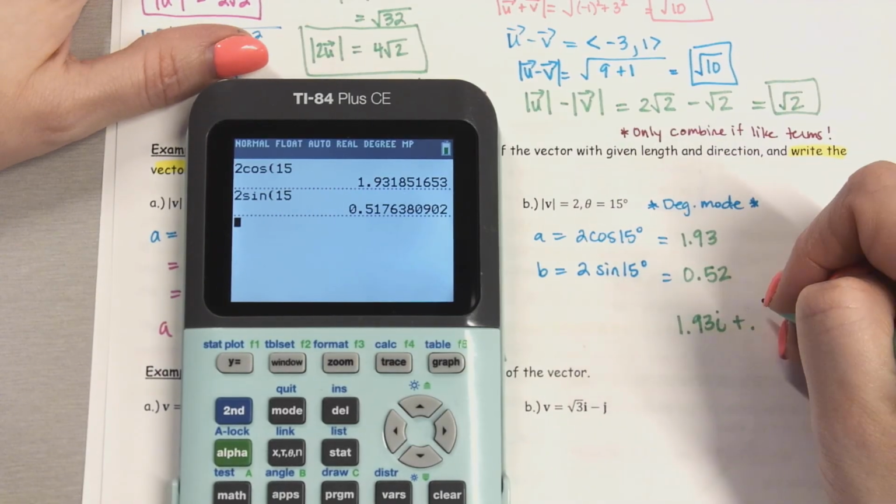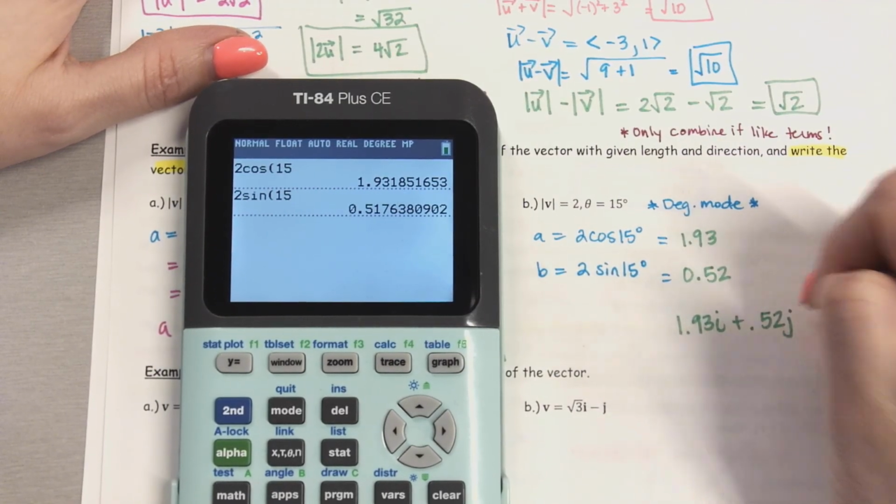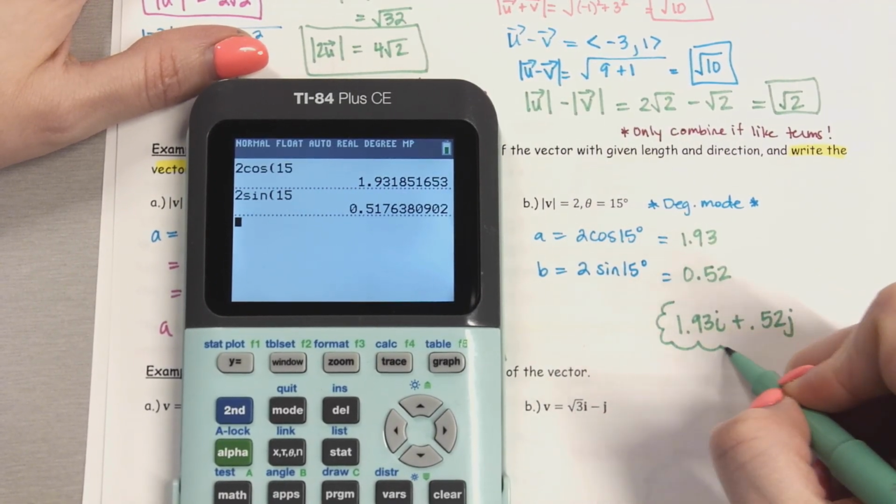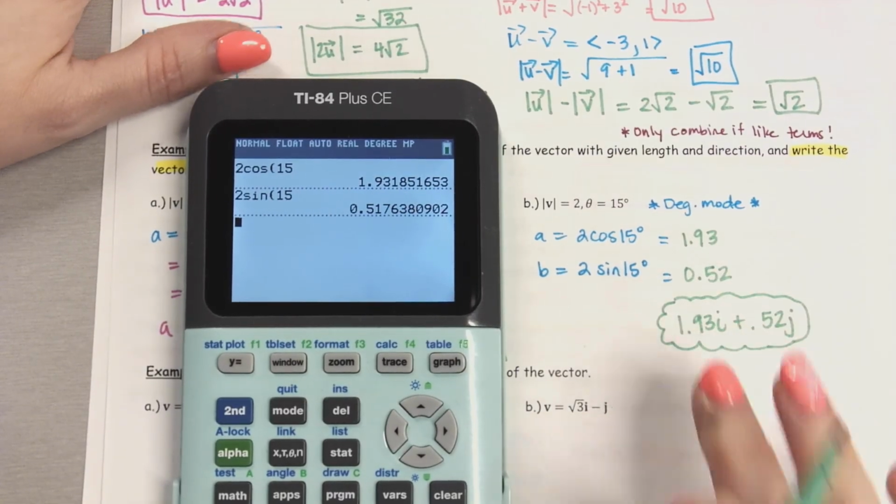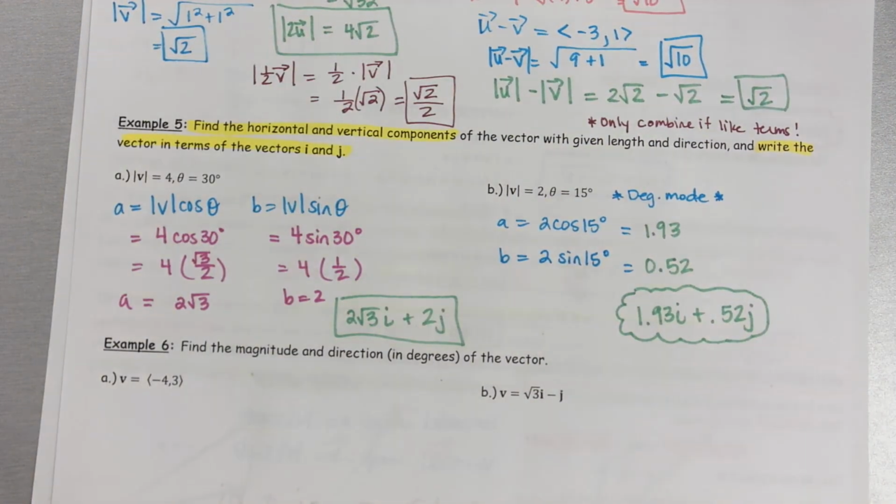Yeah, sometimes when people write their i's, it looks like a 1, so I'll always make it the italicized i.